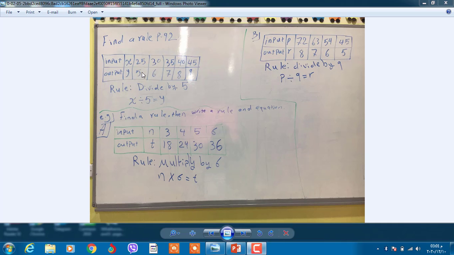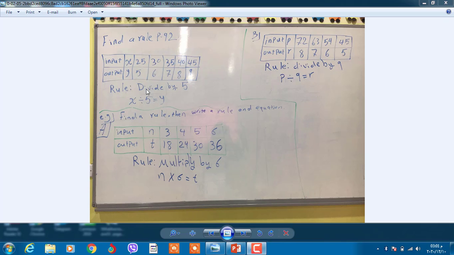We have 25 changed to 5, 30 changed to 6, 35 changed to 7, 40 changed to 8 and 45 changed to 9. Look students, if the input is greater than the output, we need to divide. And divide by what? Because we know 25 divided by 5 equals 5, 30 divided by 5 equals 6, 35 divided by 5 equals 7, 40 divided by 5 equals 8, 45 divided by 5 equals 9.